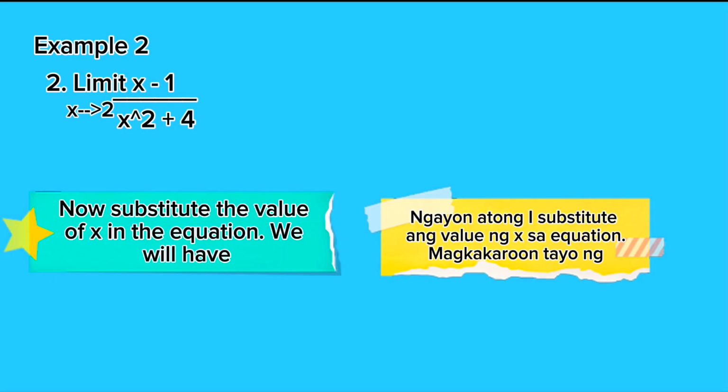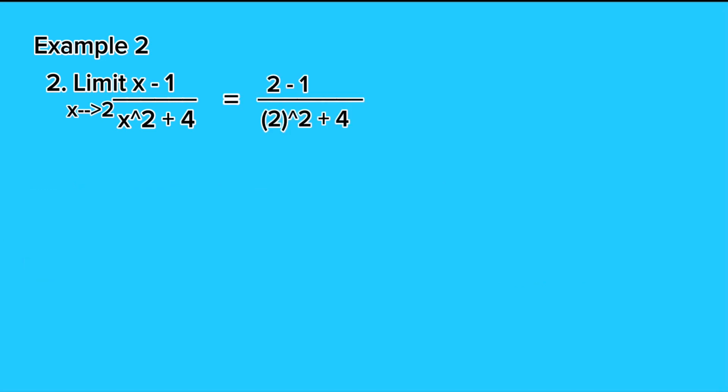Example 2: the limit of x minus 1 over x squared plus 4 as x approaches 2. Now substitute the value of x in the equation. We will have 2 minus 1 over 2 squared plus 4. And the final answer will be 1 over 8.